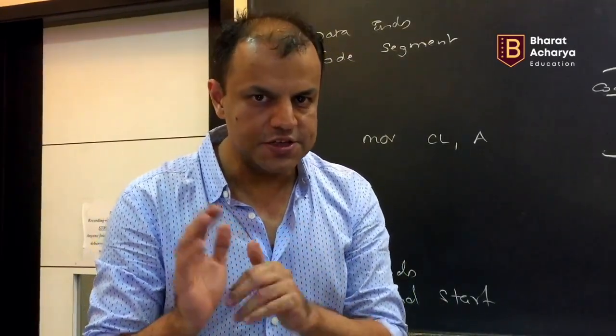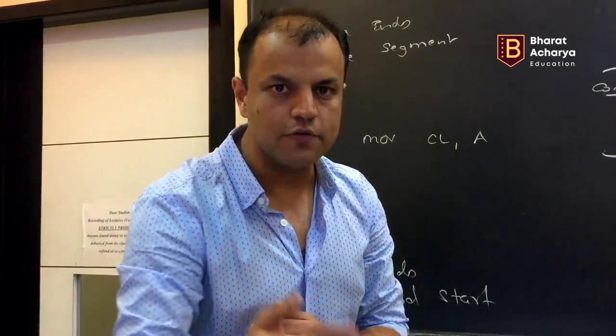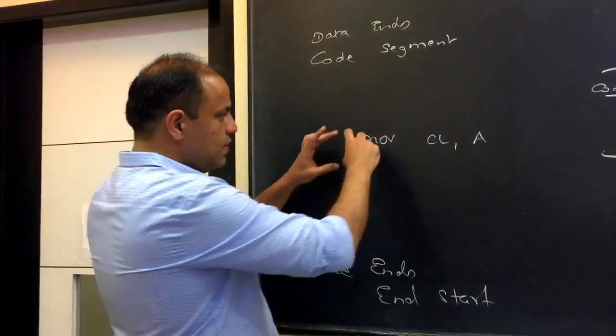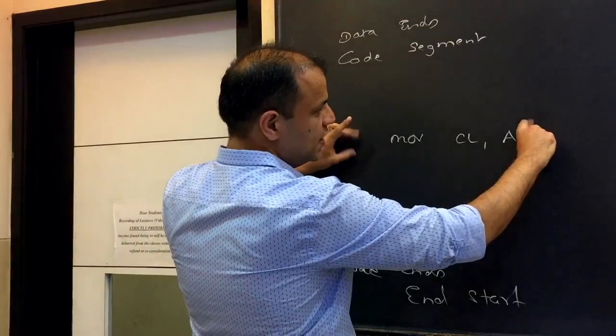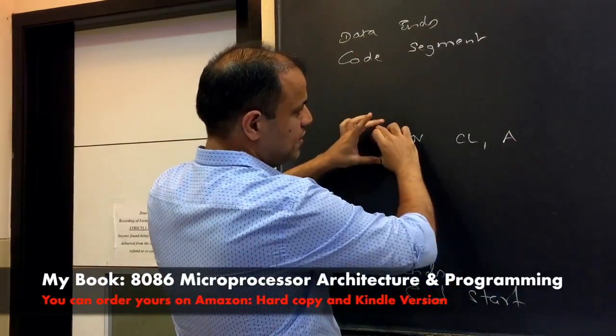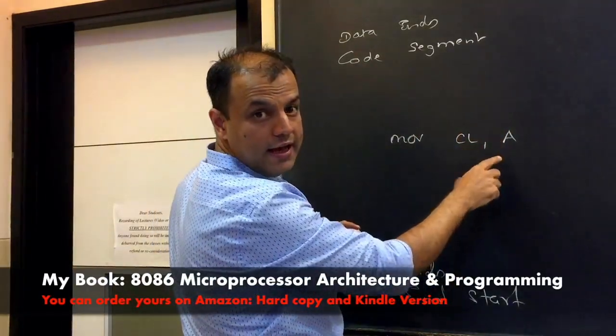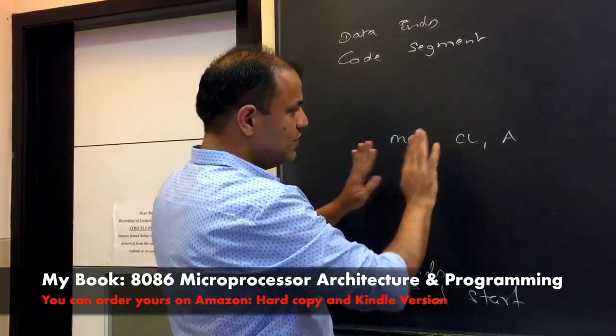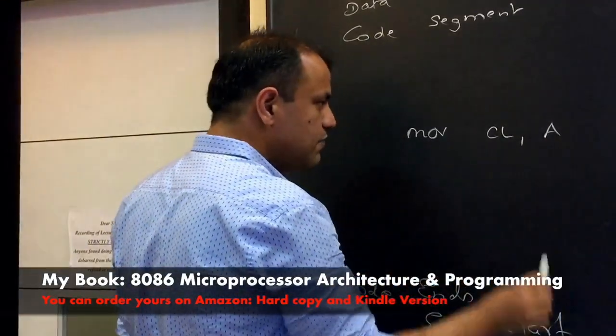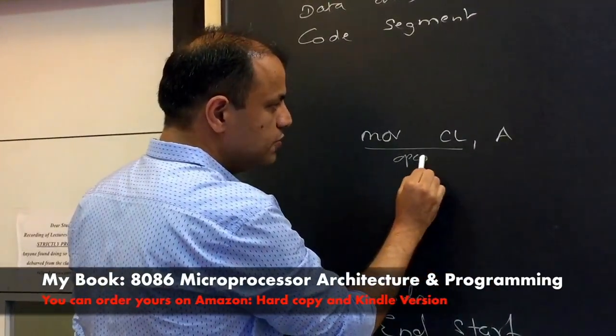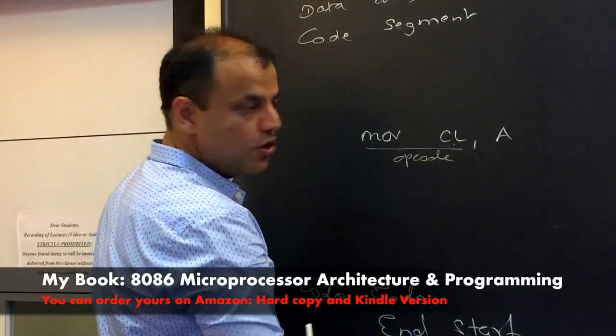Okay, so every instruction has an opcode, the binary equivalent of the instruction. Now look here. Will there be an opcode for move CL, A? No way. There is an opcode for move CL. A is our variable. So when the assembler converts this, it will substitute the opcode for move CL.